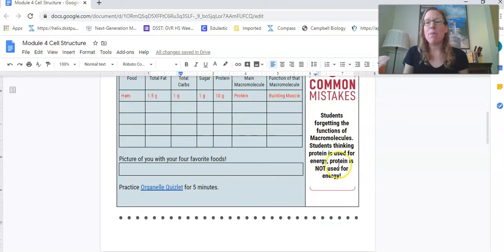One more common thing, remember proteins are never used for energy. That was our biggest mistake on our final. The only things used for energy are carbohydrates and lipids. Proteins are used to do other cell functions, and you learned about them in the last module.